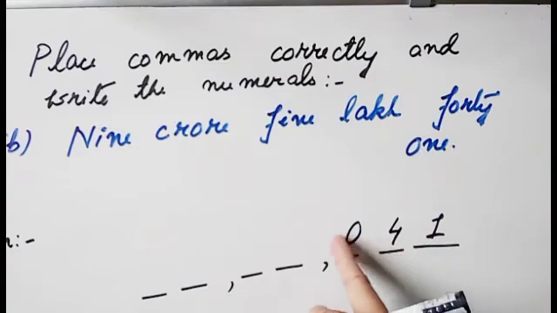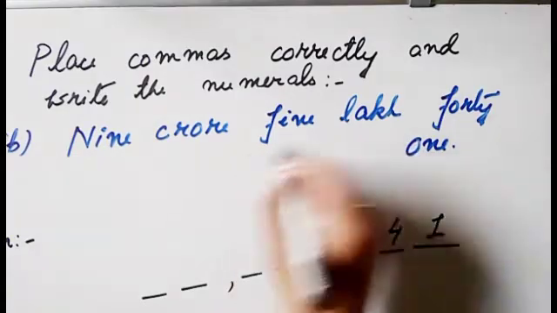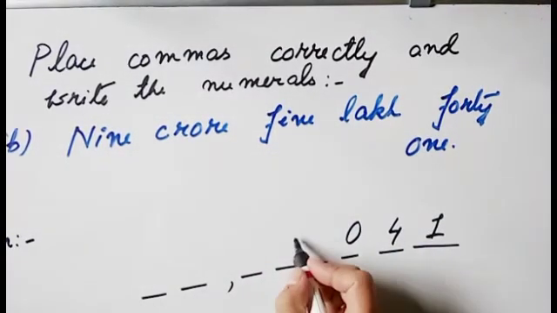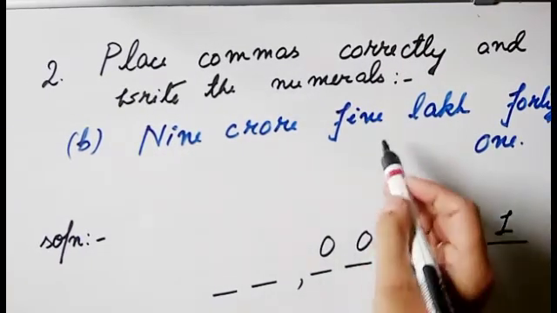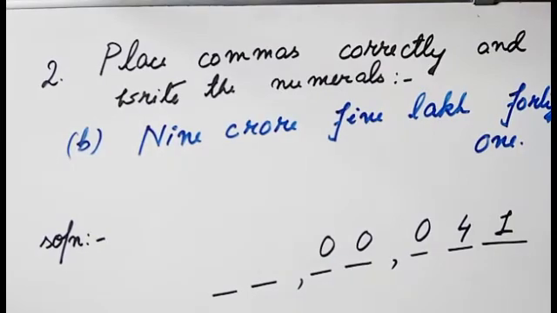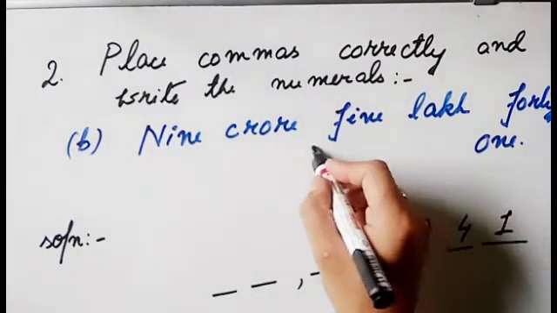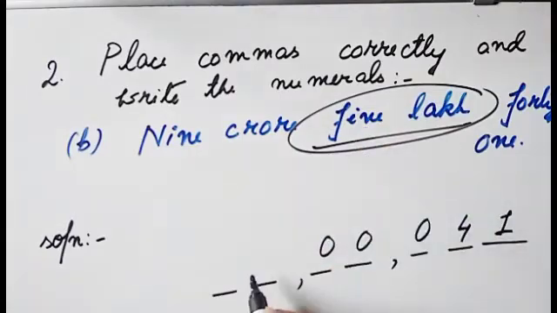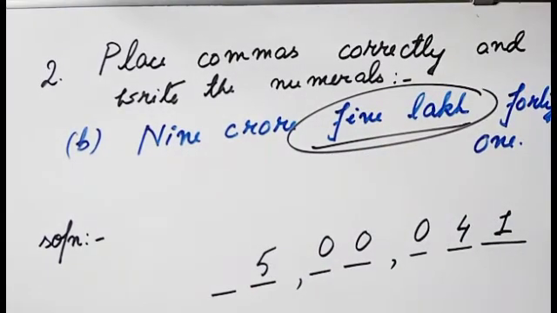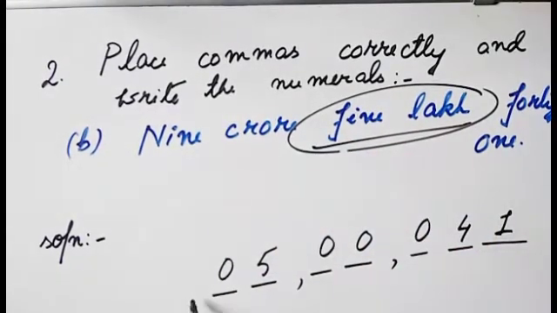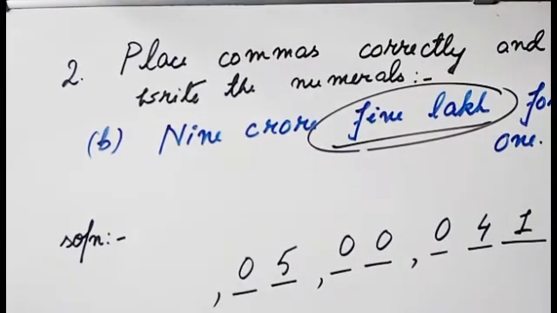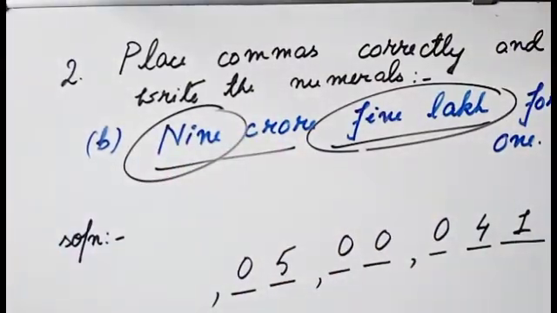Then after ones, tens, hundreds, next is the thousands place: 1,000, 10,000. But in the question, they do not mention any thousand, so again we write zeros here. Understood, students? Next, after the thousands place, is the lakh place: 1 lakh, 10 lakh. In the lakh place, they have given us 5 lakh, so 5 will be in the 1 lakh place. In the 10 lakh place they do not mention any, so we write 0. Then after the lakh place, we have the crore place: 1 crore, 10 crore. So in the 1 crore place, we will write 9.